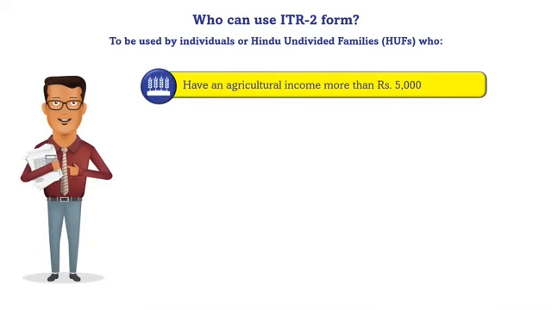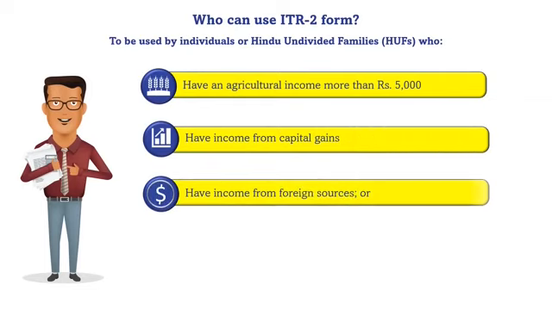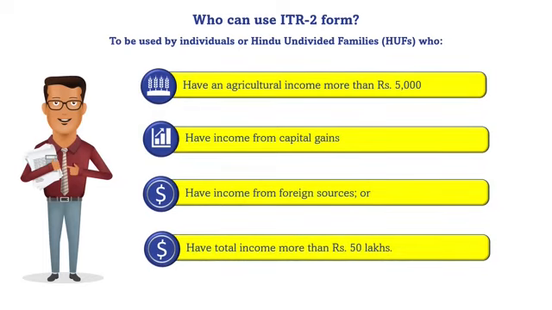Individuals and HUFs who have agricultural income of more than Rs 5,000, income from capital gains, income from foreign sources, or total income of more than Rs 50 lakhs are required to file ITR-2.